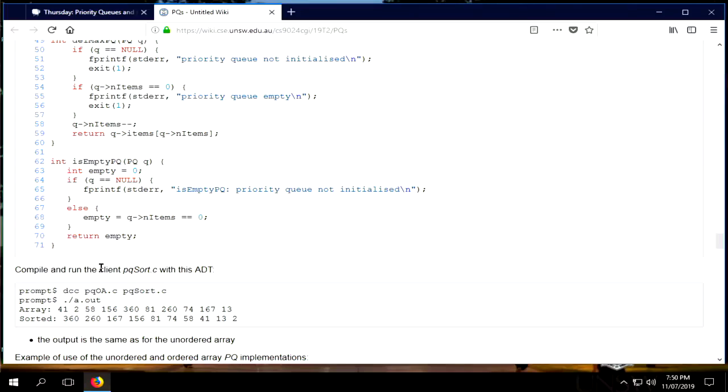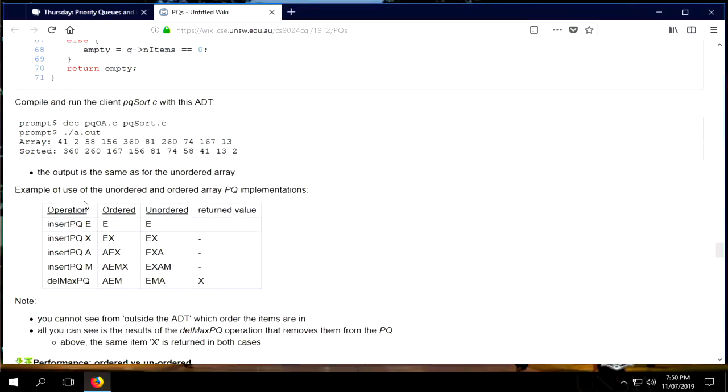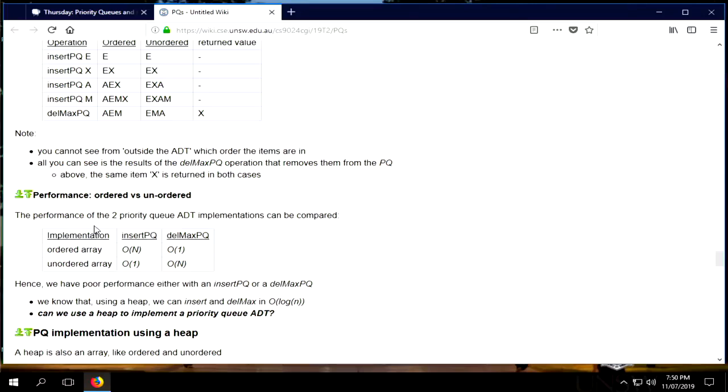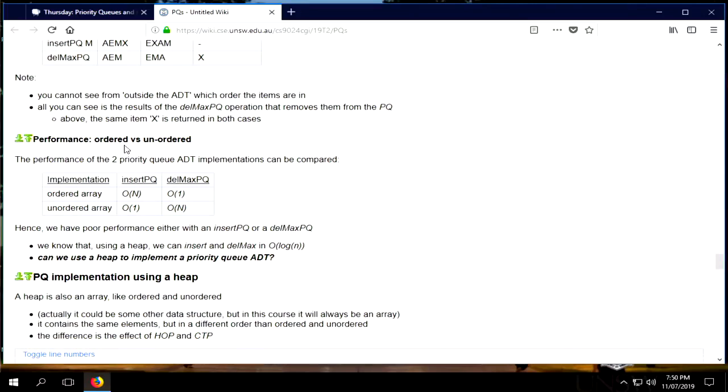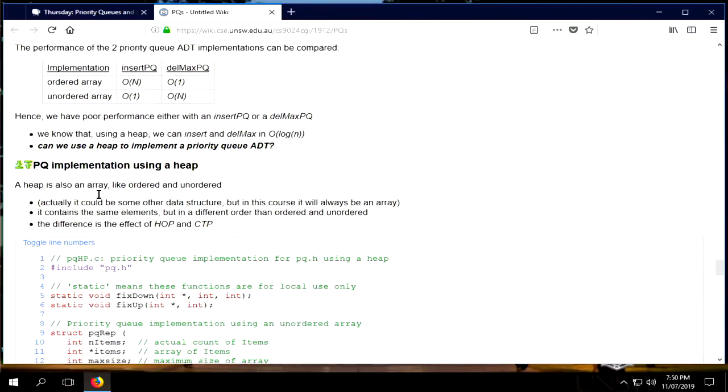Okay, they're the two naive, boring ADTs. Now, the third possible ADT, I compare there, let's not get into that. Just summing up then, I've got the ordered versus the unordered, and the implementation, the two rows, ordered and unordered. The insert takes linear time, and the delete, when it's ordered, is constant, and the opposite way around for unordered. So either solution will give you a linear behaviour, which is bad. It's bad for sorting and searching. Hence we have poor performance with either insert or delete, depending on which way we go.